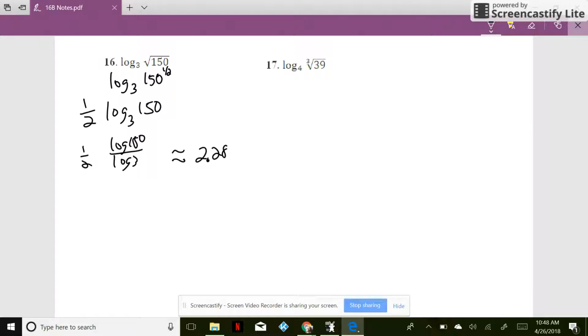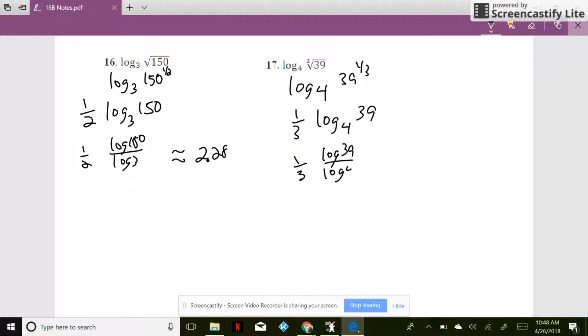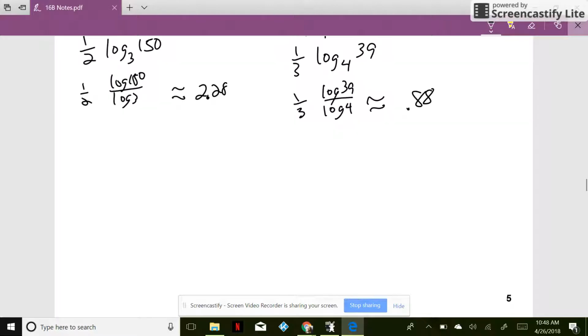Same idea here. We want to rewrite this as an exponent. So cube root of 39 is 39 to the 1/3. So we're going to pull a 1/3 out and then rewrite with our change of base. So 1/3 log of 39 over log of 4, get about 0.88.